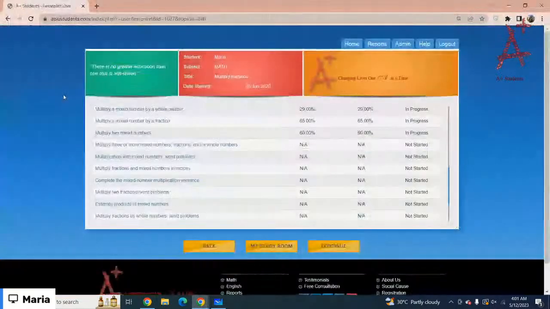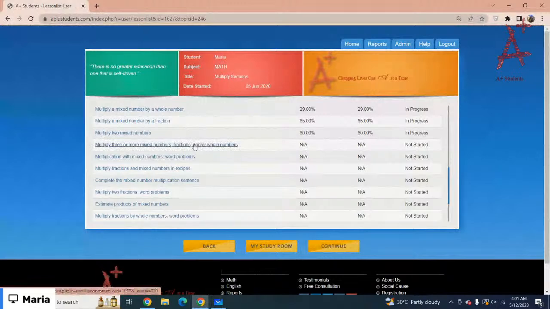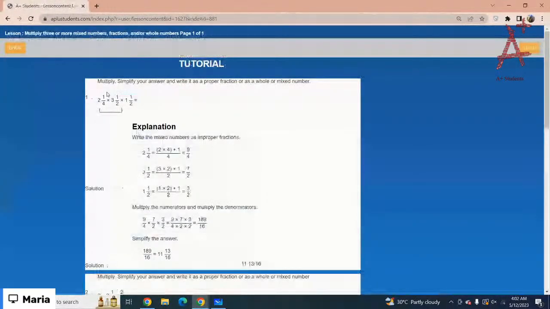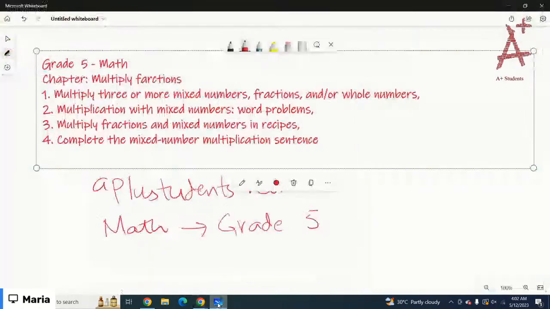Okay, here I am on grade 5 maths. The chapter is multiply fractions, and here is the first lesson. I'm going to start with multiply three or more mixed numbers, fractions, and/or whole numbers. Let's start with the first one: 2 whole 1 by 4 times 3 whole 1 by 2 times 1 whole 1 by 2. Basically we're going to multiply two or more numbers. The process is the same. You need to multiply the same way we multiply two fractions. Got it? Let me write it down on the board, then we'll start.